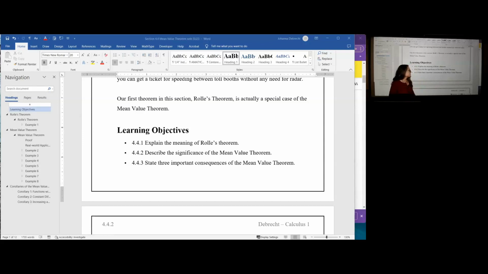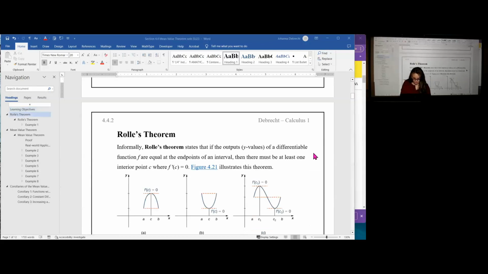Let's look at the learning objectives. We're going to start with this special case, which is Rolle's theorem. And then we're going to move on to the mean value theorem. And then we'll talk about the 3 corollaries that I mentioned in the introduction again. Let's go ahead and look at the statement for Rolle's theorem.